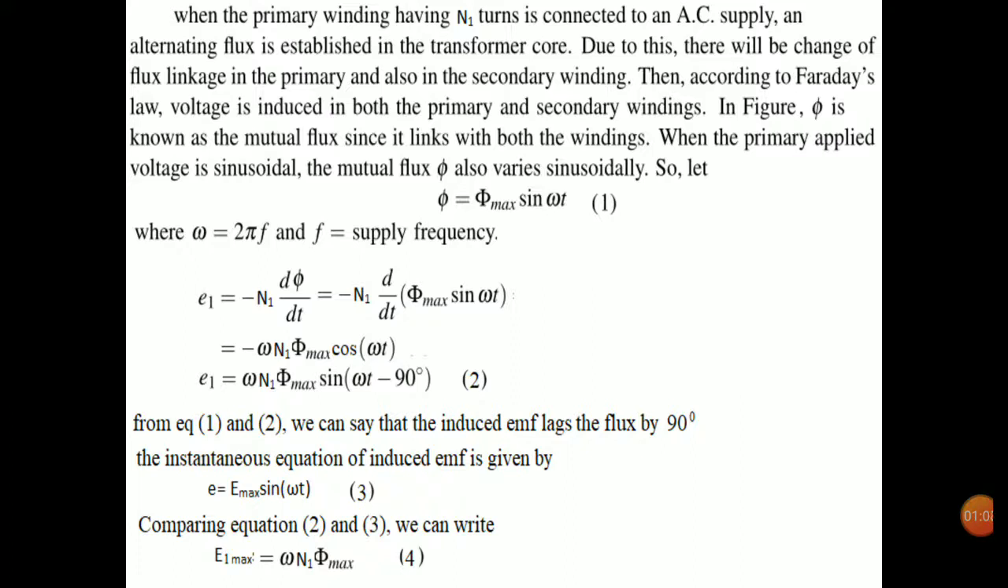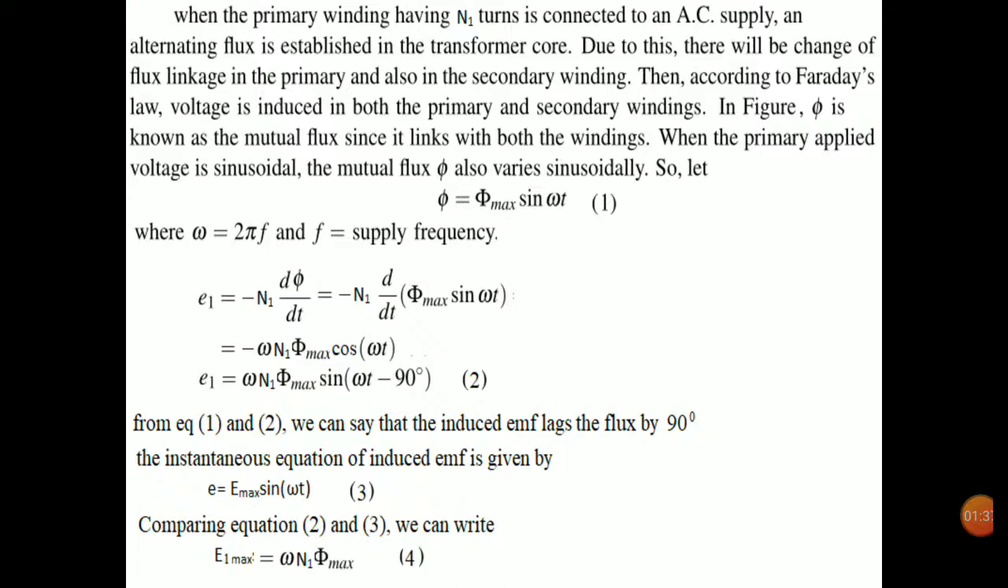Now, the flux that is established in the core will be varying sinusoidally. So we can write phi is equal to phi max sin omega t. This is the standard equation, similar to e is equal to Em sin omega t. So phi also will be equal to phi m sin omega t. Here omega is nothing but 2 pi f, where f is the frequency.